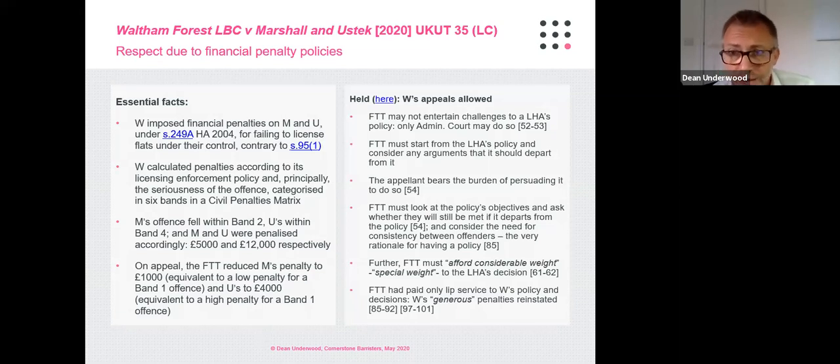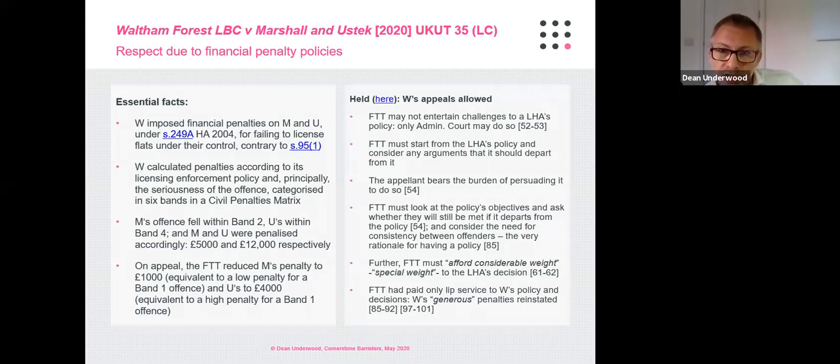Importantly, in that case, it is the appellant who bears the burden of satisfying the tribunal that it should so depart. What the first-tier tribunal must do when it considers whether it should depart or not is look at and consider the local authority's policy objectives and ask itself whether those objectives can still be met if it departs from the policy. But importantly as well, it must also consider the need for consistency between offenders. That is ultimately the very reason why local authorities have and adopt policies. It is to provide a framework within which they can exercise their wide statutory discretion consistently and transparently. And it's important, therefore, that that policy is applied wherever it is appropriate.